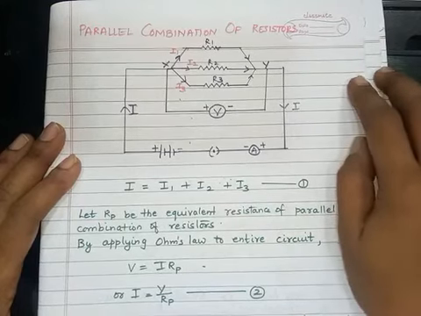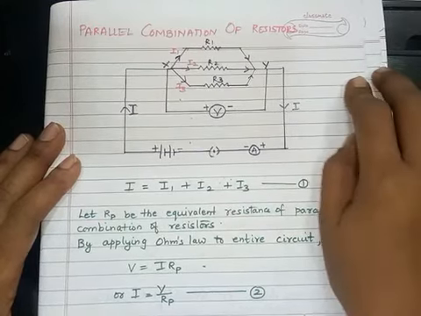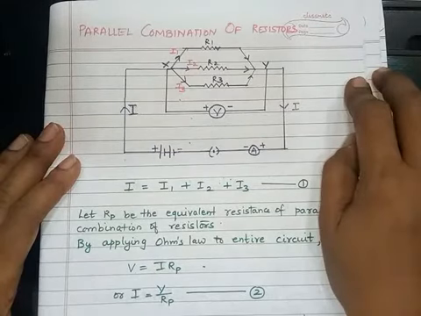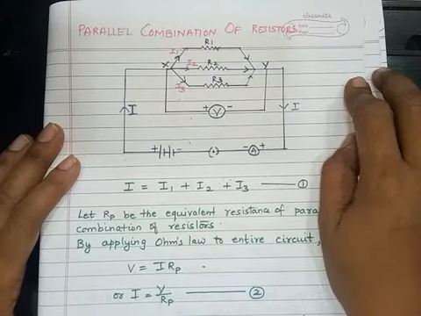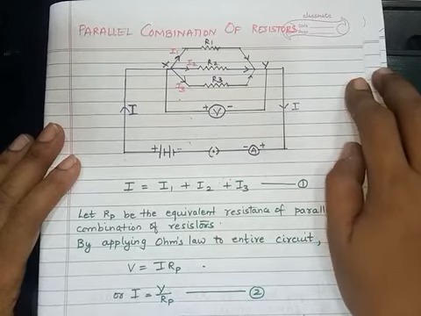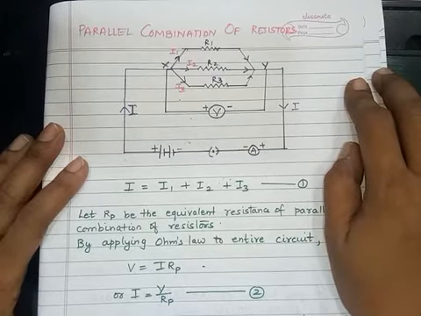Two or more resistors can be connected in different ways such that we get a desired value of current and potential difference. One of the ways of connecting the resistors is parallel combination of resistors. Here we are going to discuss what is the meaning of parallel combination of resistors.